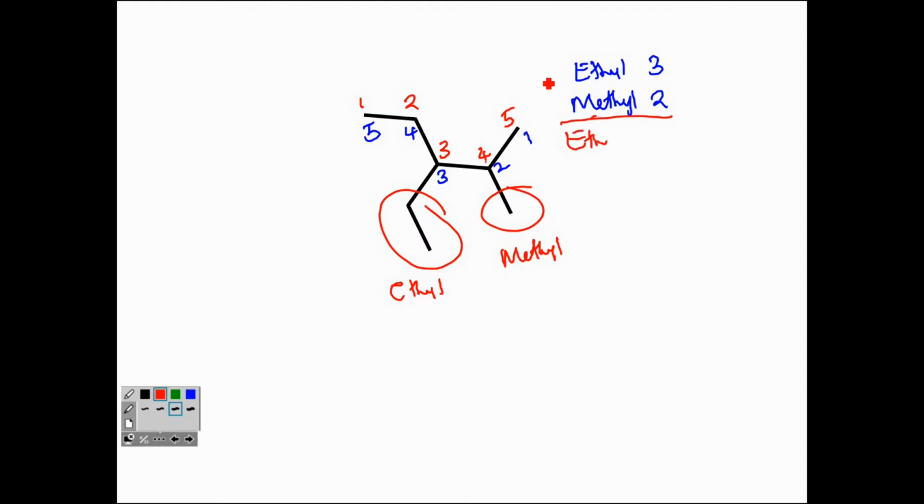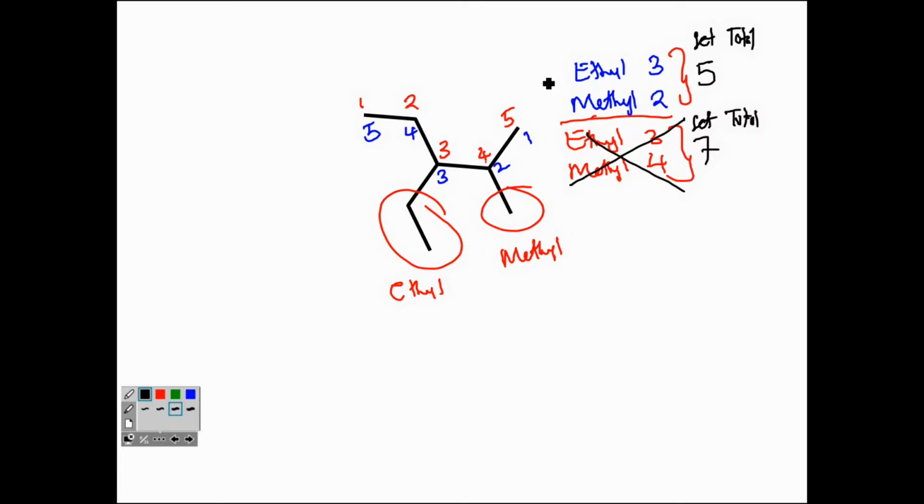The ethyl in red is gonna be on carbon number 3, the methyl in red is gonna be on carbon number 4. Okay, so these two guys will give you a total of 5 for the set. This is the set total, and this is gonna give you a set total of 7. So this is the wrong way because it has a bigger total value of the set for the carbons bearing the substituents, so we adapt the naming in blue and erase the naming in red, because this is now wrong.